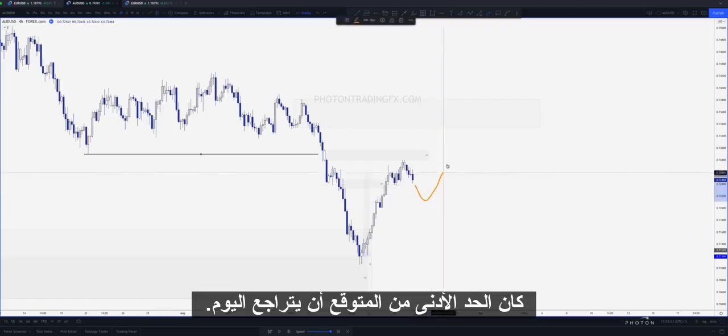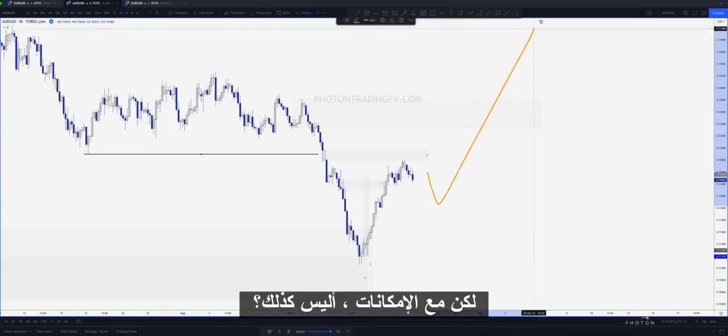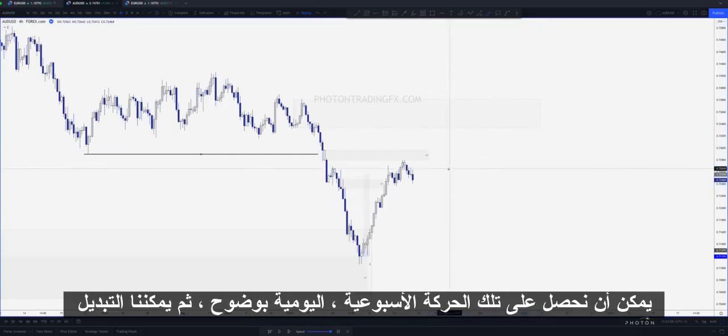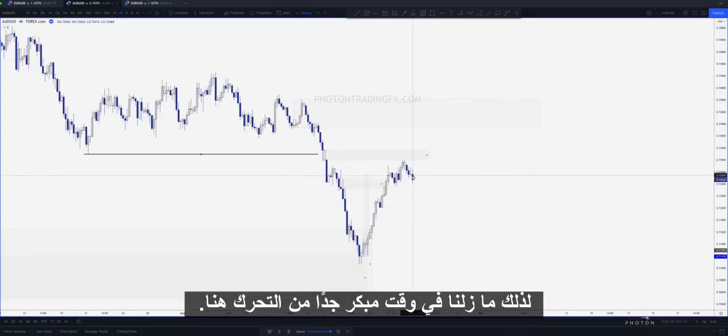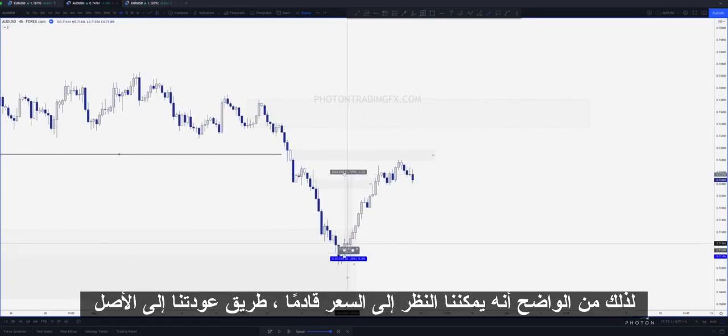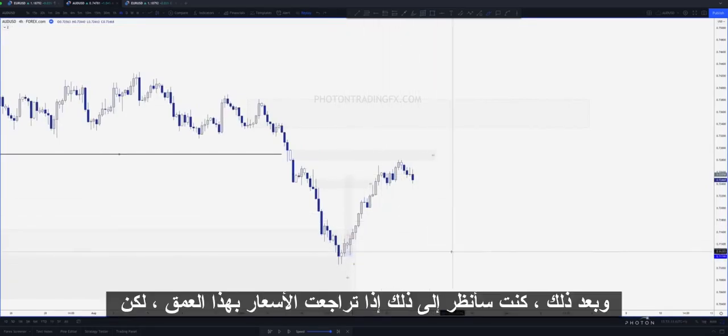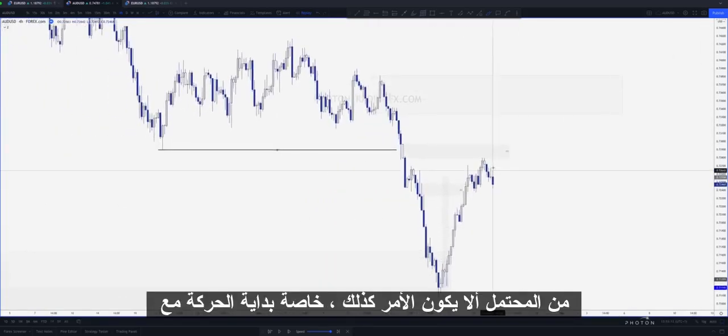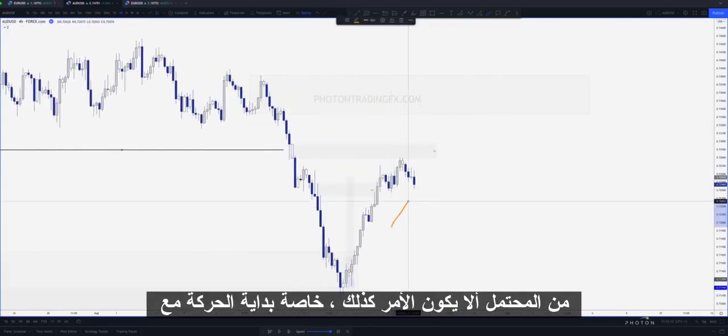Because at a minimum, we're expecting the daily to pull back, but with the potential, right, we could get that weekly move, and obviously the daily then could switch bullish. So we're still very, very early on the move here. So obviously we could look at price coming all the way back to the origin, and I would look at that if price came back that deep, but it's probably not that likely, especially at the start of the move with this amount of momentum.